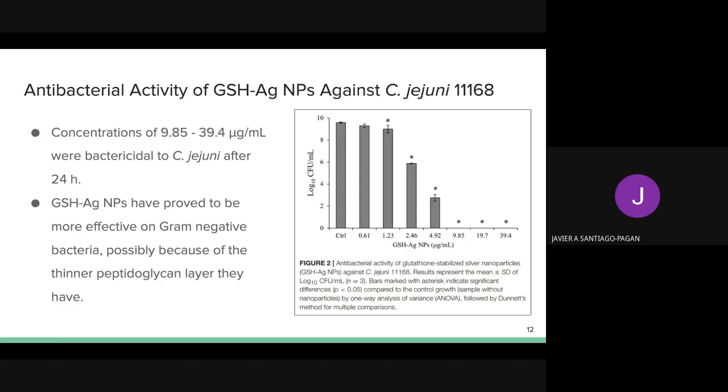These nanoparticles have proved to be more effective on gram-negative bacteria, possibly because of the thinner peptidoglycan layer they have in comparison with gram-positive. In the figure to the right, you can see the chart showing the last 3 concentrations that were bactericidal.